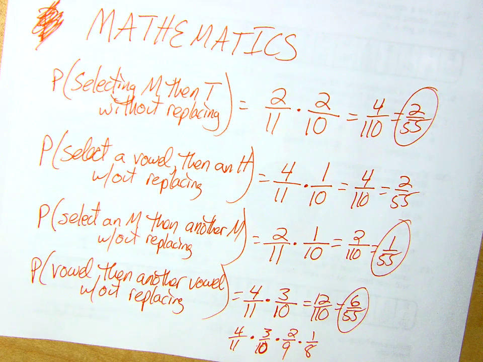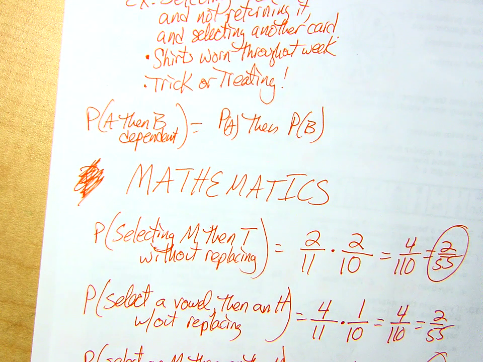So, if you are replacing the card, then they become independent events. Because if you're going to pick a letter out of mathematics, see what it is, and put it back in the deck, then the next time you go to pick, you haven't changed anything. So it is important to make sure that you're clear on, is this an independent event or a dependent event? If you do 4 out of 11, like the vowels, you get 1 out of 330. Wow. So you have a 1 out of 330 chance of picking 4 vowels in a row? Very interesting.